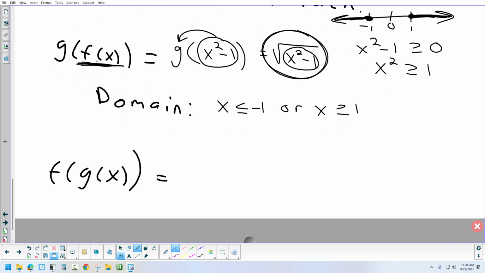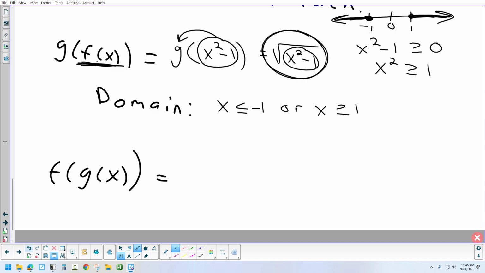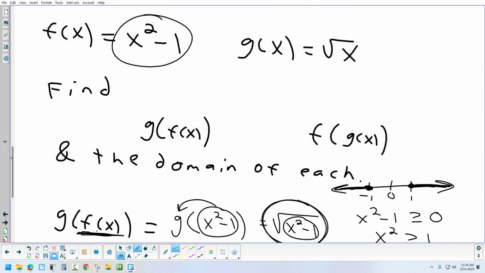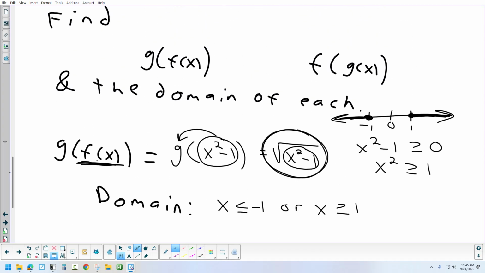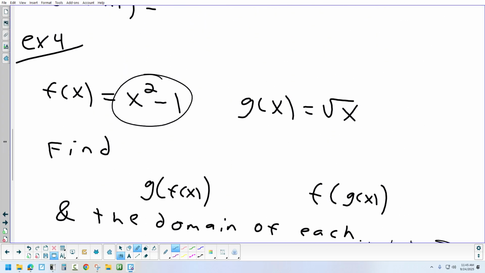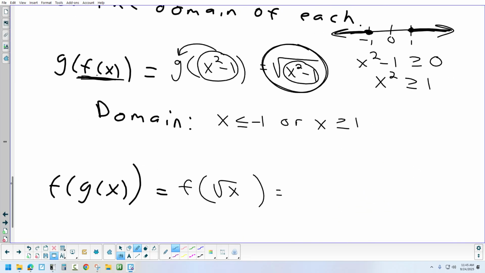Right. Now let's try doing it the other way. F of g of x. Okay. What's g of x? Someone remind me what that was? Yep. Square root of x. Square root of x. So let's put that down. And now we're going to fill in the square root of x into function f. Right there. So plug in the square root of x where I just circled. So it's the square root of x squared minus 1.